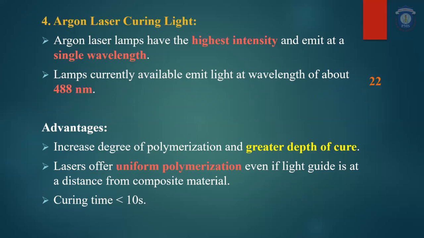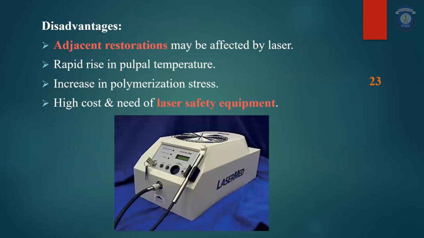And lamps which are currently available emit light at a wavelength of around 488 nanometer. The advantage of argon laser curing light is its increased degree of polymerization and its greater depth of cure. And lasers offer uniform polymerization even if the light guide is at a distance from the composite material. And therefore, because of its high intensity, curing time can be reduced to below 10 seconds.